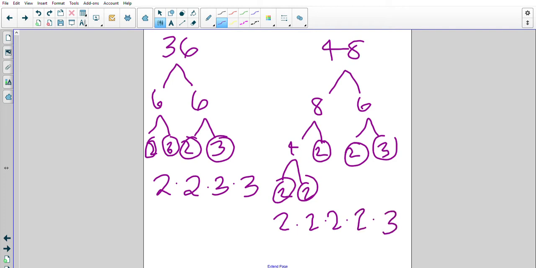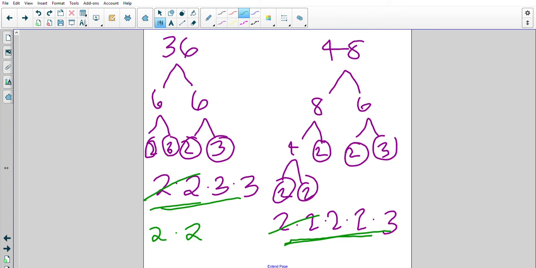Now, to find the greatest common factor, you take both of the prime factorizations right here, and you can only take what the two of them share. So as I look, I know that both numbers have 2. 36 has 2 2s, and 48 has 4 2s. But since 36 only has 2 2s, that's all you can take from both of them. So let's take those 2 2s.